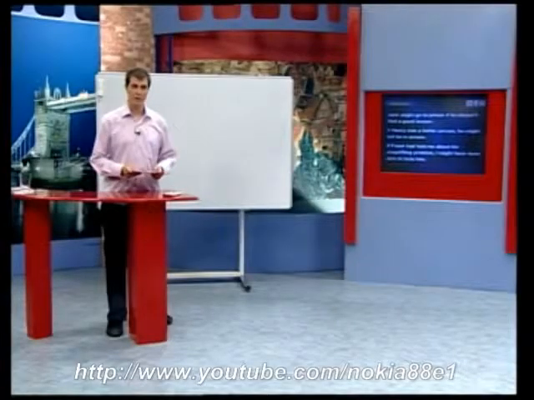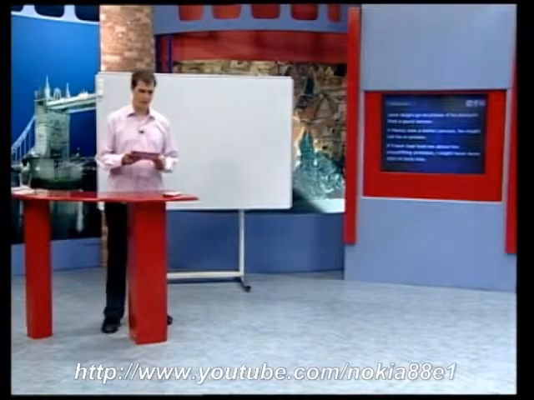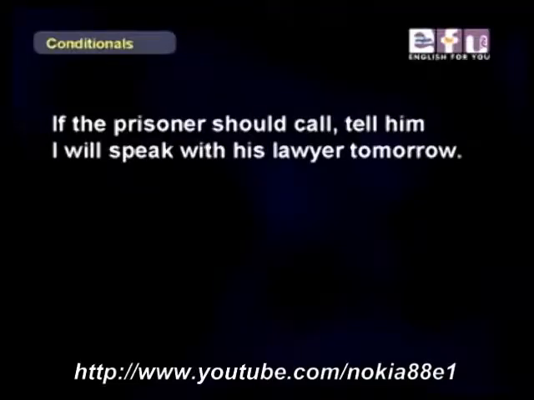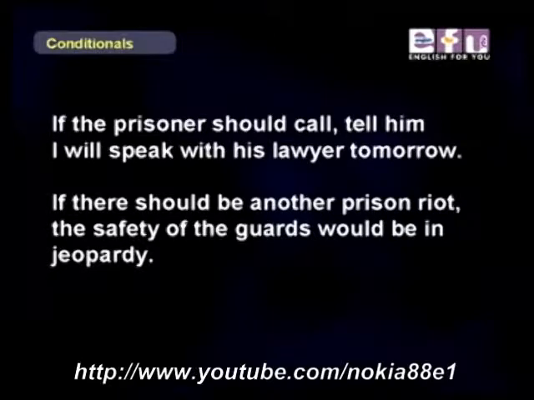And let's finish with a look at should. So, first sentence was should. If the prisoner should call, tell him I will speak with his lawyer tomorrow. If there should be another prison riot, the safety of the guards would be in jeopardy. So in these two sentences, should call and should be indicate a degree of uncertainty or some doubt.